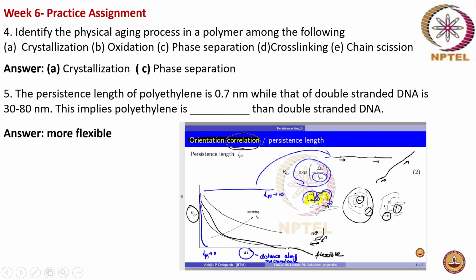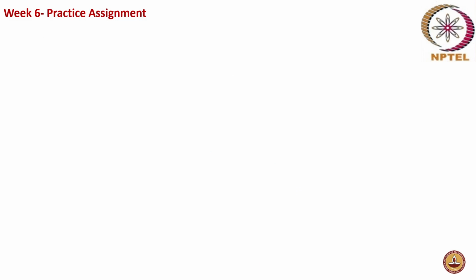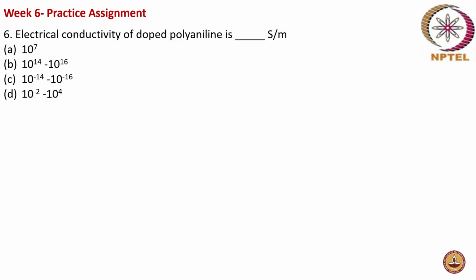Whereas if it is a more flexible system, the orientation correlation is lesser also, right? So the lesser the persistent length, the lower is the orientation correlation, and also your polymer flexibility is higher because the chain is more flexible. Okay. Yes. Now let's go on to the next question.